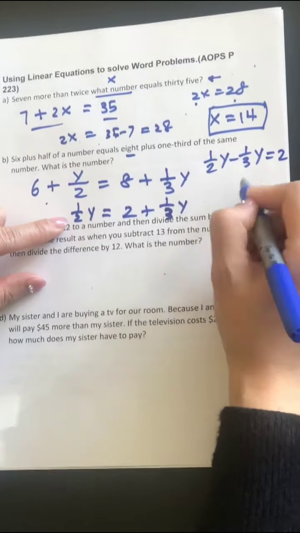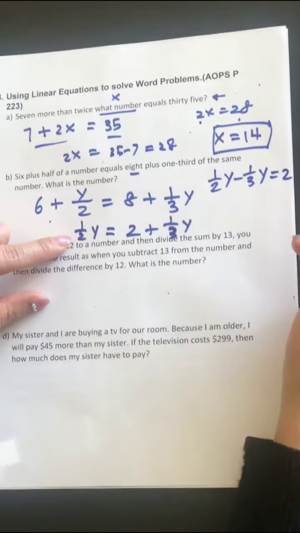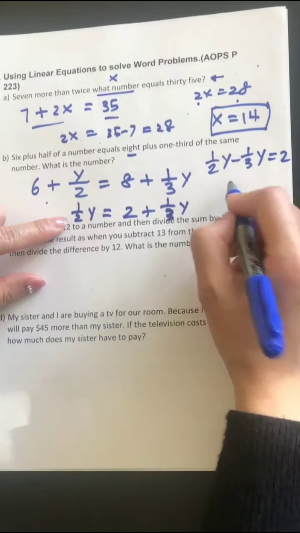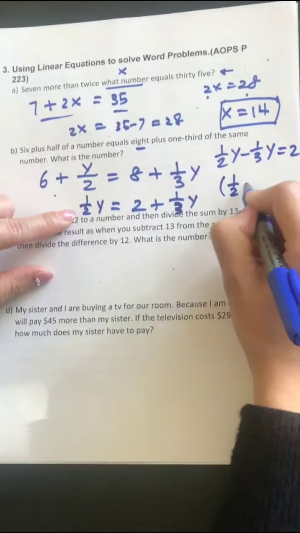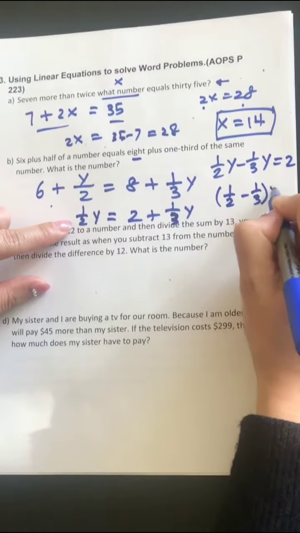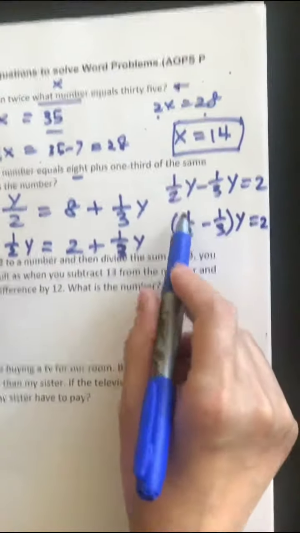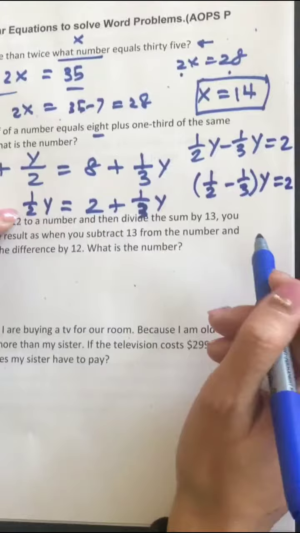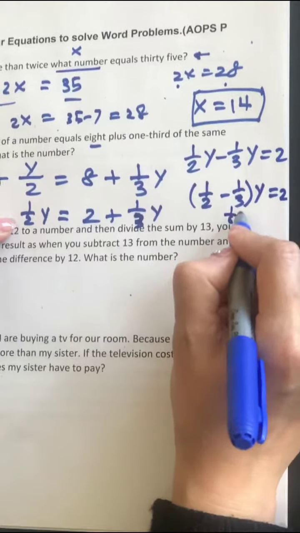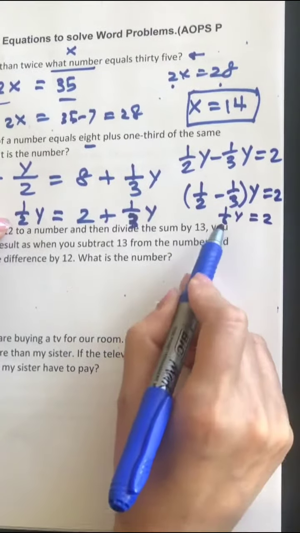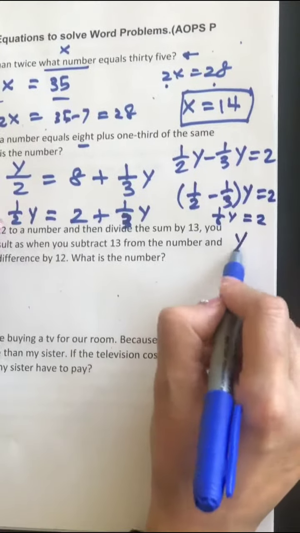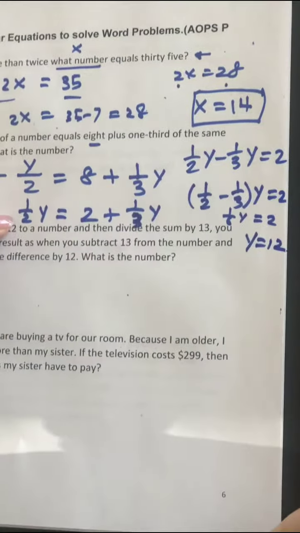So how do we solve this? As we said, this is a reverse of the distributive property. So we can do 1/2 minus 1/3, multiplied by y, equals 2. So 1/2 minus 1/3, students know how to solve, which is 1/6. 1/6 y equals 2. We multiply both sides by 6 to get y equals 12.